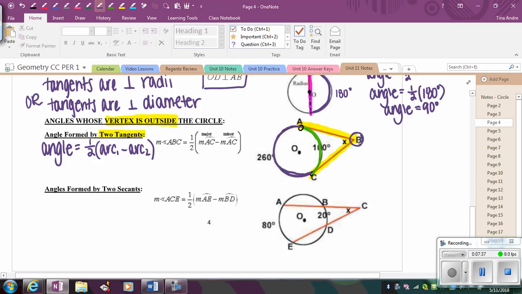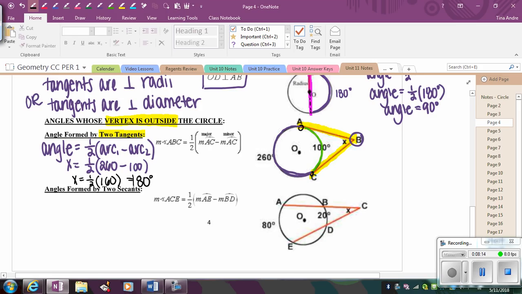So when I look at this, the vertex is located outside of the circle. What I'm going to do is the angle, which is going to be x, is equal to 1/2 the big arc minus the small arc. Just going to double check that that was 100. Yep. So when I do that, I am going to simplify inside the parentheses. So x equals 1/2 of 160. So that means x is going to equal 80.